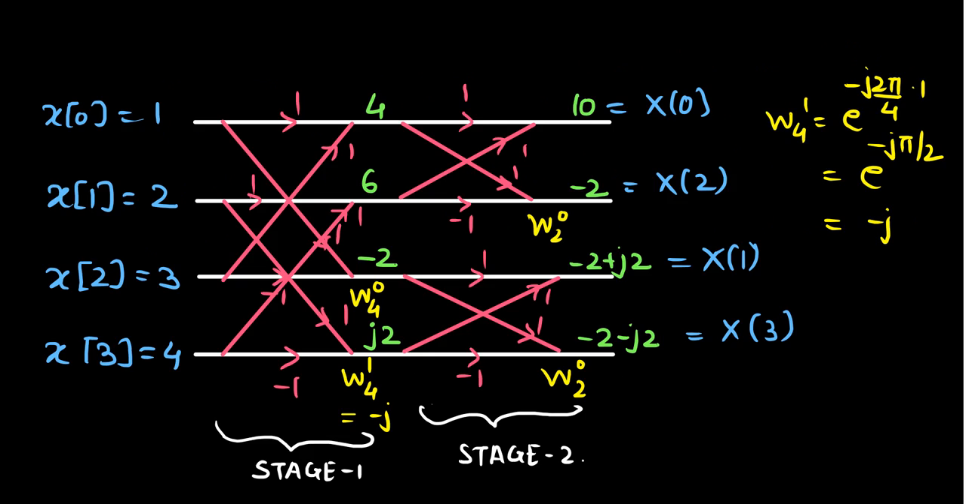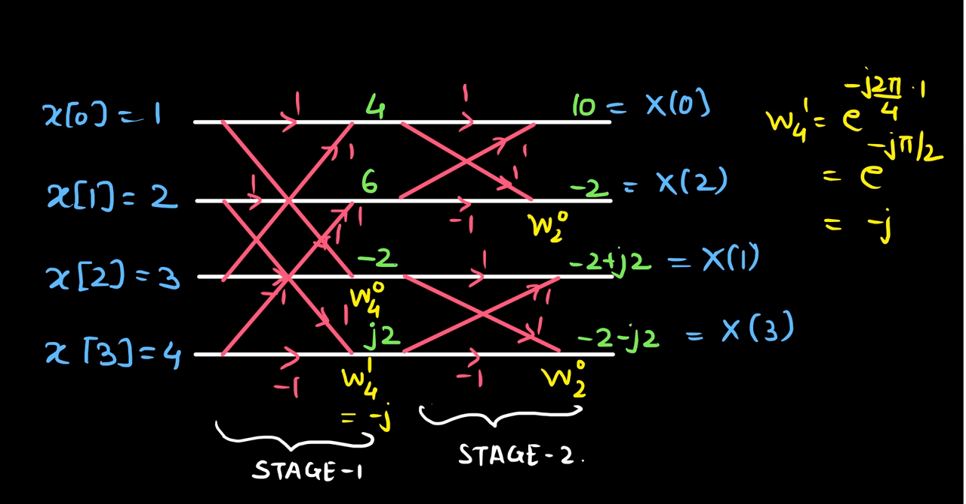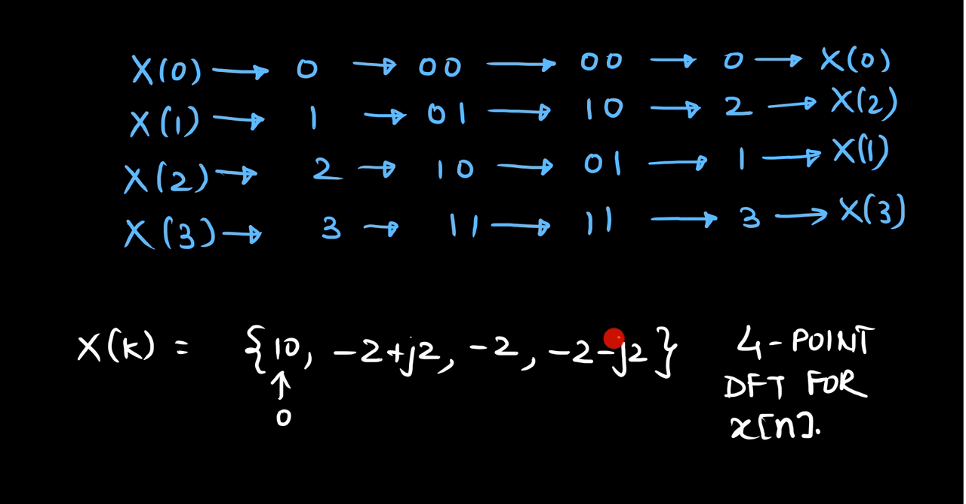So in this lecture we considered a simple example for 4-point DFT of the given simple signal of DIF FFT. So initially we need to find the value of stages and accordingly find the twiddle factor values and this k values, and accordingly we need to consider the first stage which is 4-point and the second stage that is 2-point DFT and perform the respective calculations and get the value of x of k, which is obtained like this. So let's stop here. Thank you.